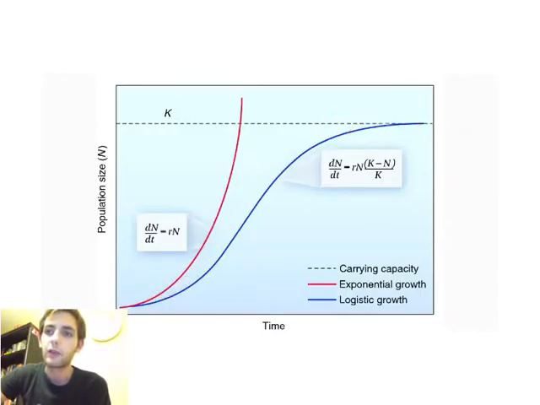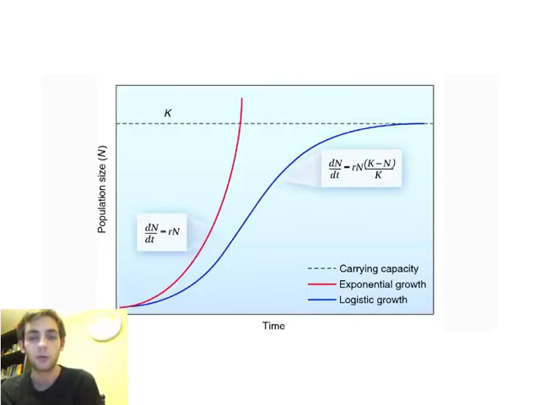And then this blue line is representing logistic growth, which is characterized by an S shape on the graph. And this dashed line here is representing the carrying capacity. Carrying capacity is also abbreviated with the letter K. And so logistic growth is going to be experienced by populations that have limiting factors. We'll talk about what those can be in a few minutes.